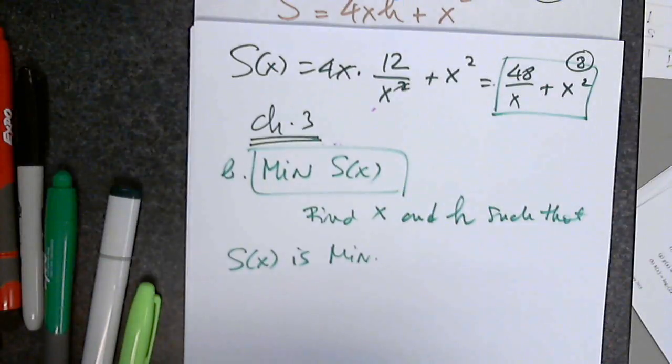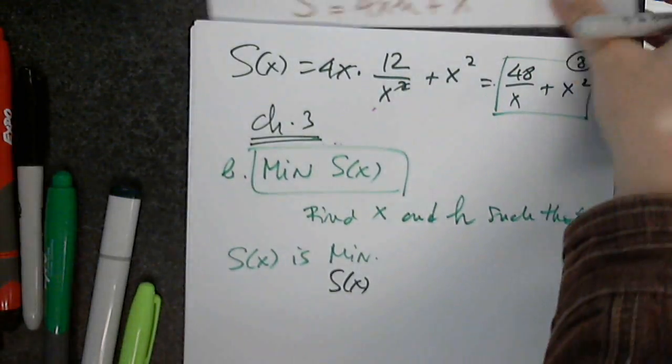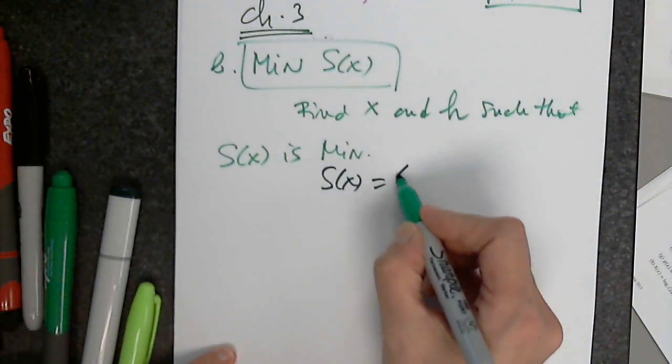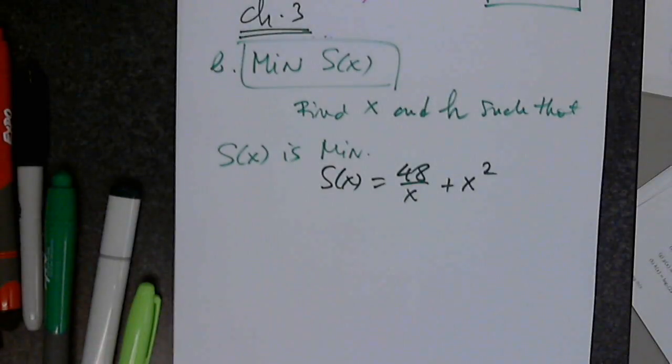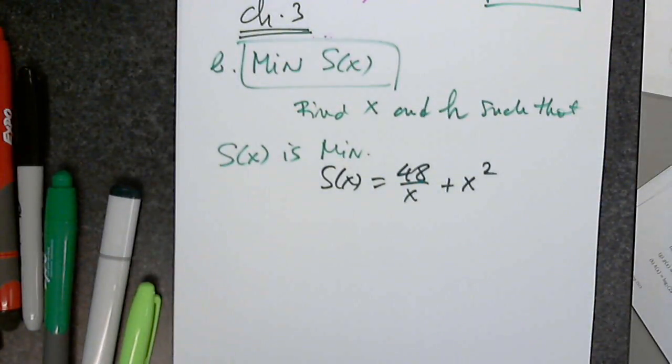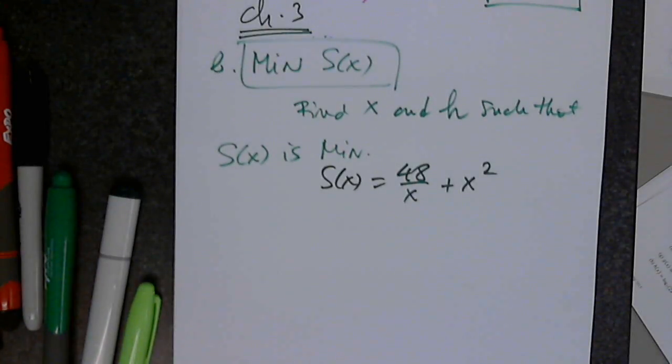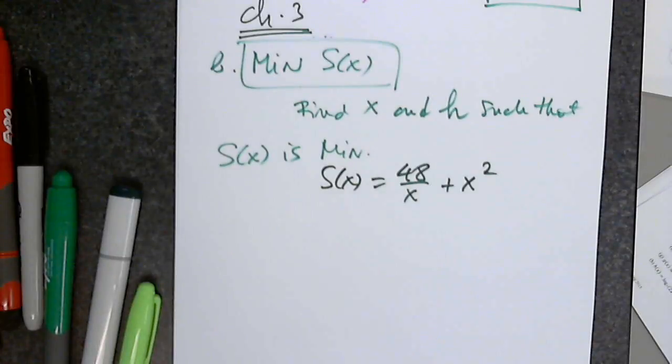So this is our function. Let me write it here one more time. S of x equals 48 over x plus x squared. First of all, what does x represent in my function? The length of the side of the base of the square, right? Good. So I know that the entire volume of the box is 12. What are the minimum and maximum possible numbers that x can be?